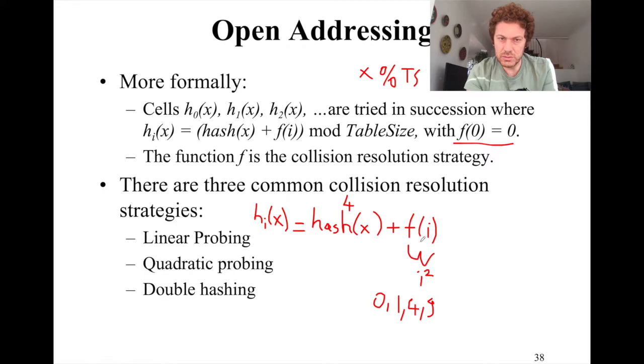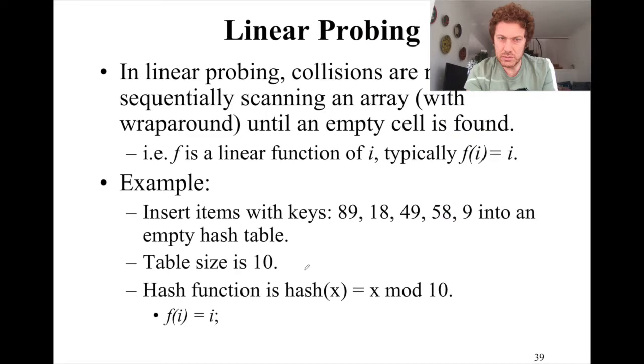And for double hashing, I will use a second hash function here. So instead of this, I will use a second hash function, called h2, and I will feed x to that hash function. It's a hash function, it's not a regular function, and I will multiply the result with i to make it depend on i also. So that is the idea. Let's now go wild with it.